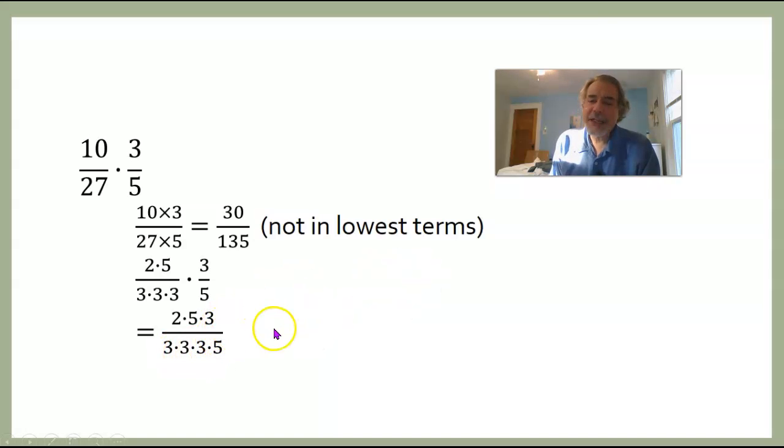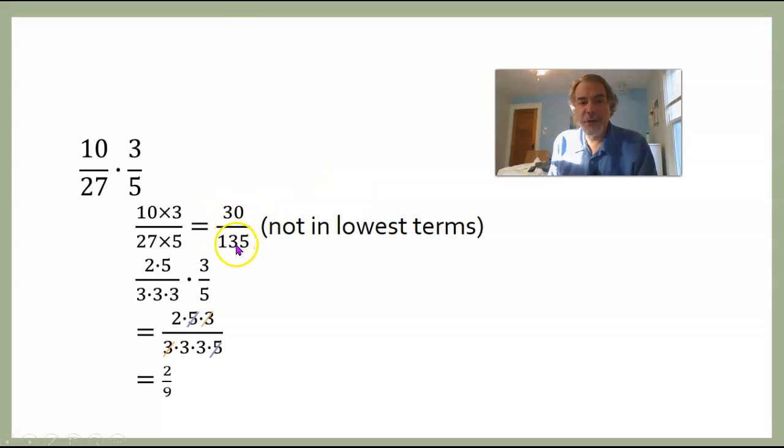And we can cancel out some common factors. There's a 5 on top and on the bottom that we can cancel, because really that just means dividing the top and the bottom by 5. And we can cancel the 3 on top with one of the 3's on the bottom. So really we're just dividing the numerator and denominator each by 3. And now there are no more common factors, so it is in lowest terms. We got 2 on top, and we got 3 times 3, which is 9 on the bottom. So the answer in lowest terms is 2/9.